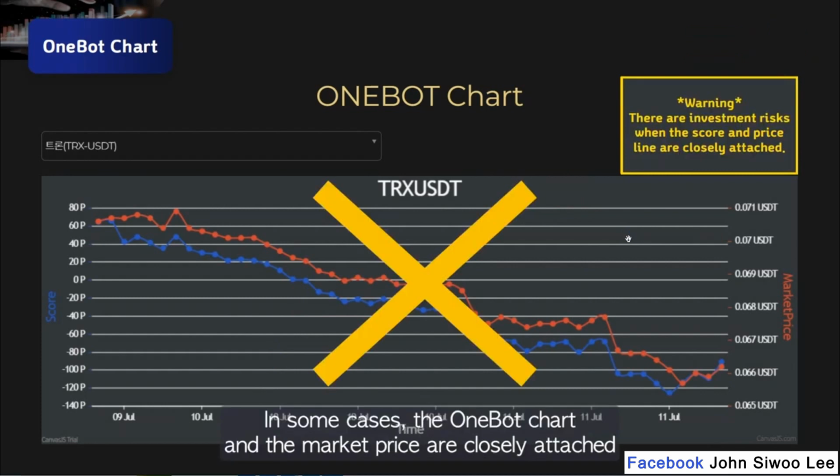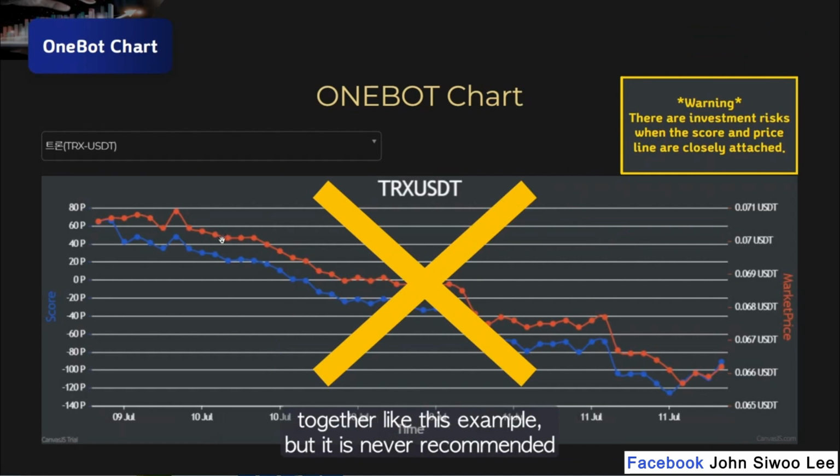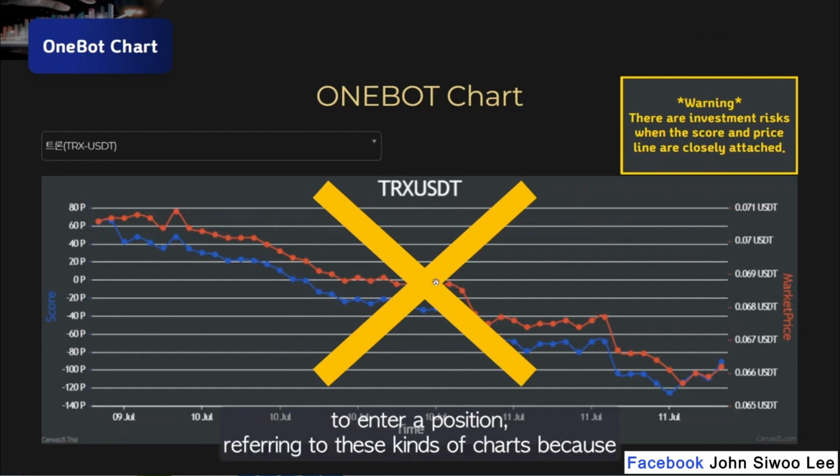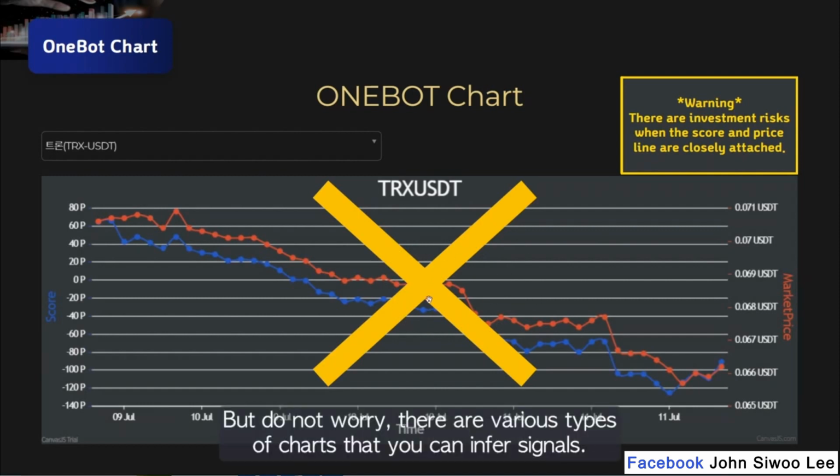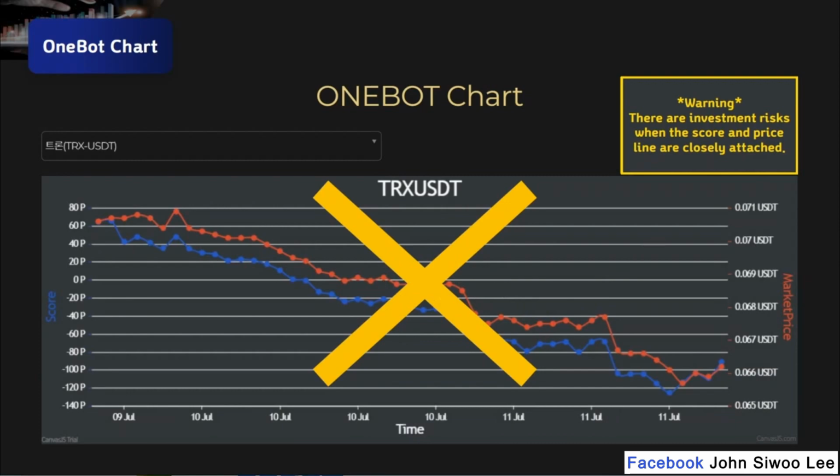In some cases, the Onebot chart and the market price are closely attached together, like this example, but it is not recommended to enter a position referring to these kinds of charts because it's really hard to predict the direction of future market price. But do not worry, there are various types of charts that you can infer signals.